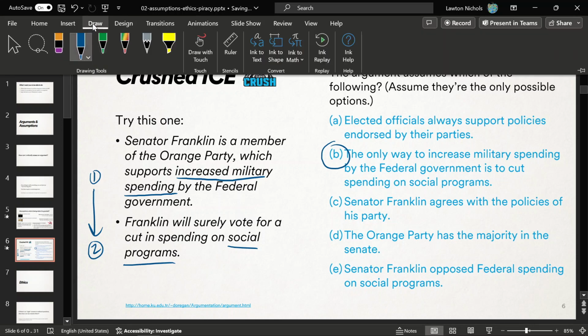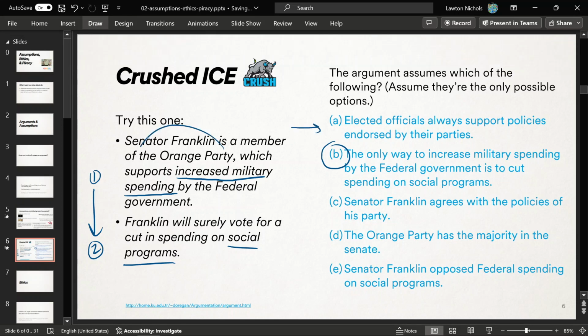All right, so if A was the right assumption, then that would just say, like, Franklin would support military spending. But no, we're trying to say something about social programs, and so that doesn't work. Okay? And so C is very similar with that. If Senator Franklin agrees with the policies of his party, sure, that's a bit more personal about him, but again, that's talking about military spending, because that's what we know his party is agreeing with, right? Military spending has nothing to do with social programs. This C does not link the two. You see that?